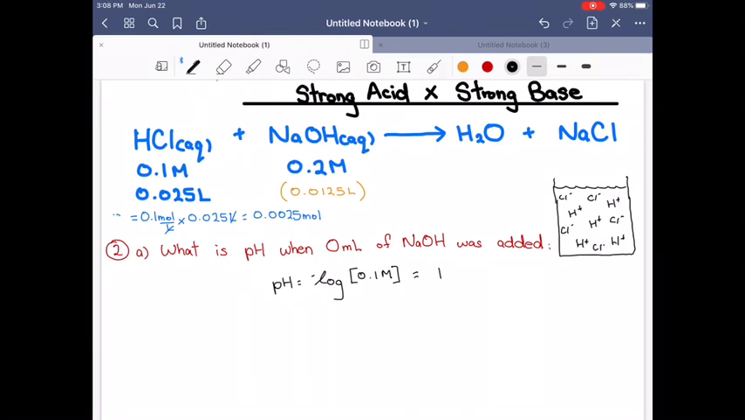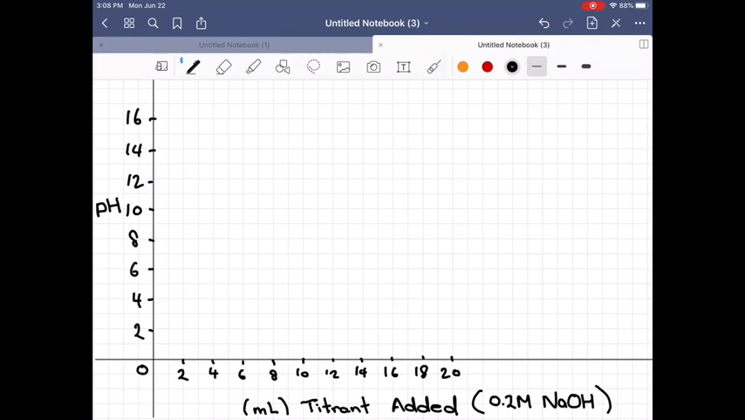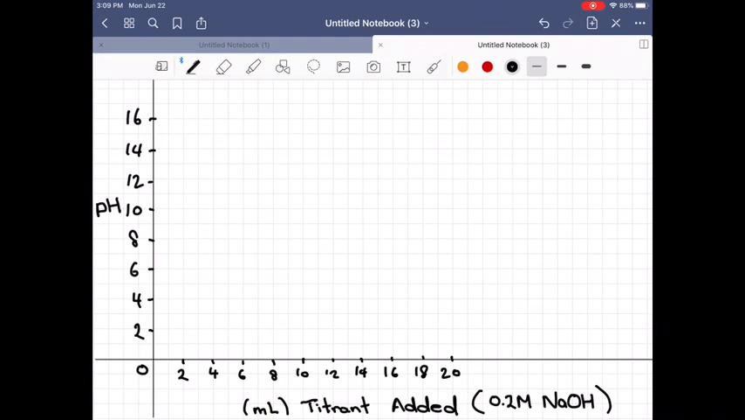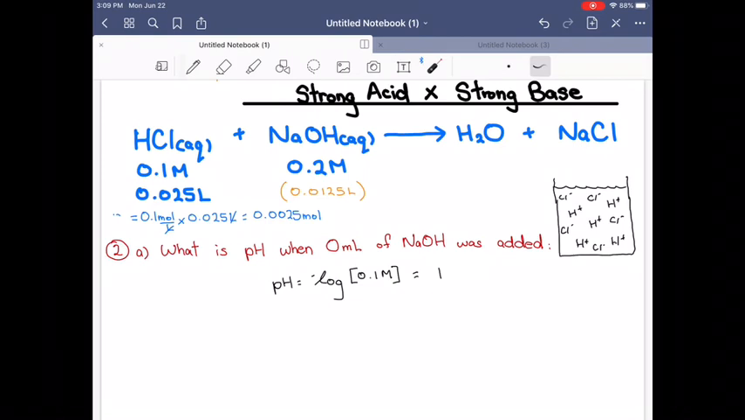All right, let's graph this. So what I have here in my x-axis is the amount of NaOH added. So I started here at 0. And the pH at 0 is 1. So let me just put a point right here. That will be my first plot. How would this run? Well, I don't know. Let's see. All right, so that's part A. Let's move on. Let me erase this. It's going to be a lot of erasing.